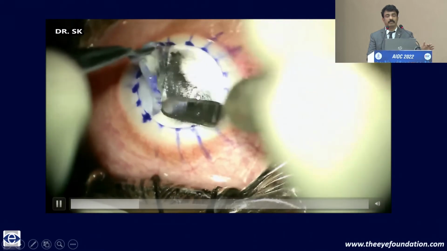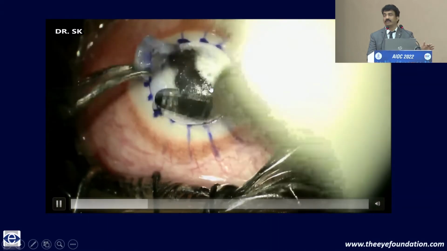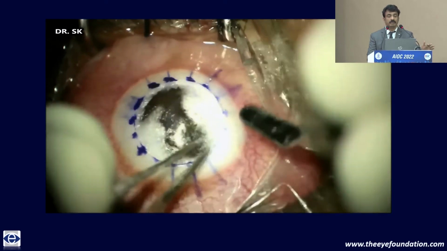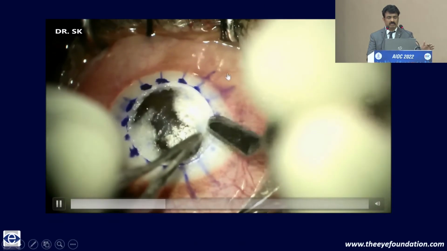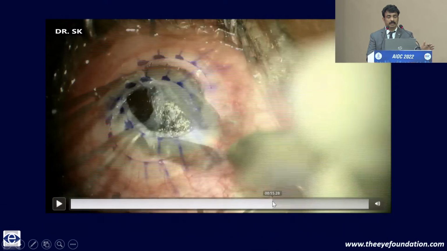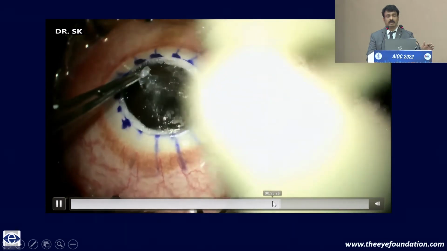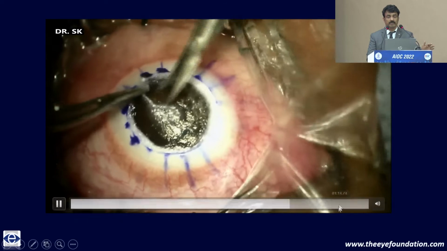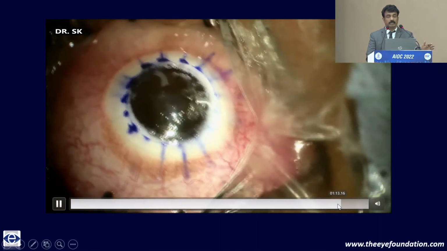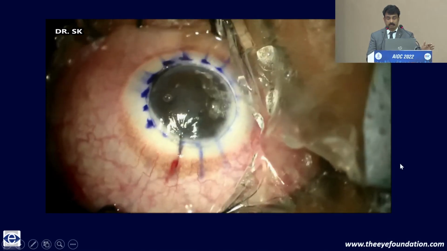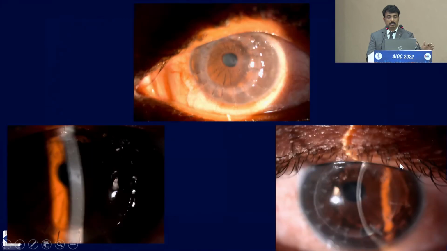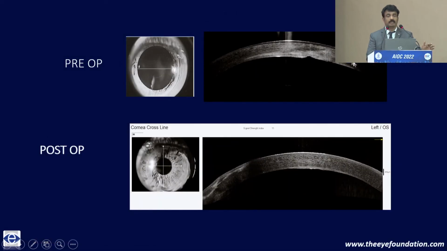And these multiple small bubbles give us a rough indication about the depth up to which we can go. So you can do a layer by layer dissection here manually, and go up to the predescemetic area and complete your DALK. So this is the post-operative picture. It is a 1 year post-operative picture of the same patient. This is the pre-operative ASOCT, and this is the post-operative ASOCT of the same patient.